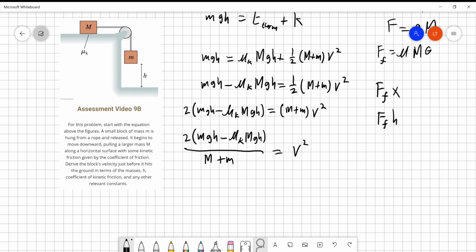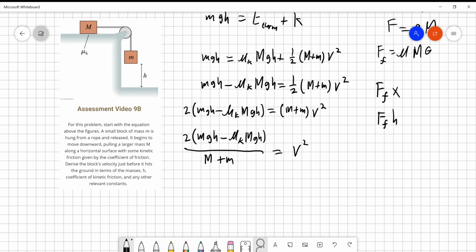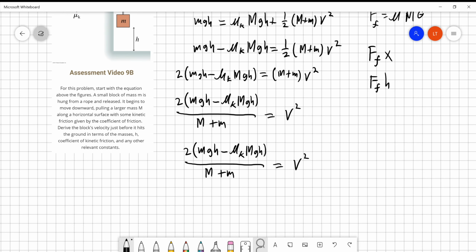And because I'm lazy, I'm just going to copy, paste, and we just have to square root both sides, and we end up with this.